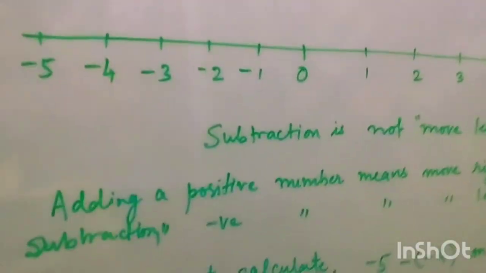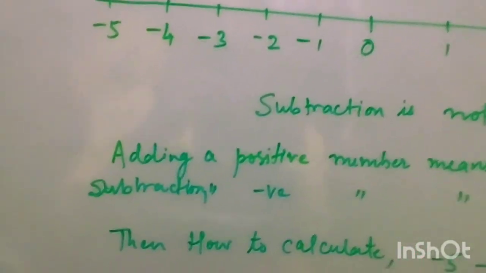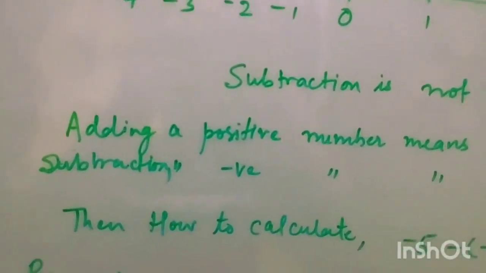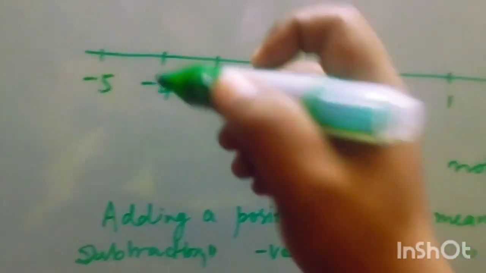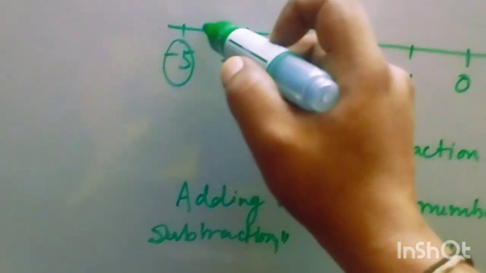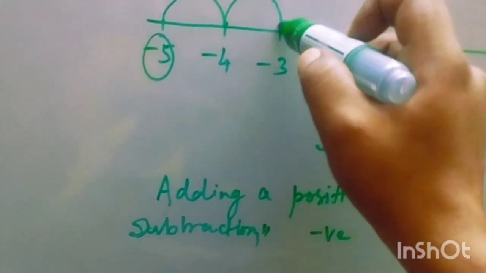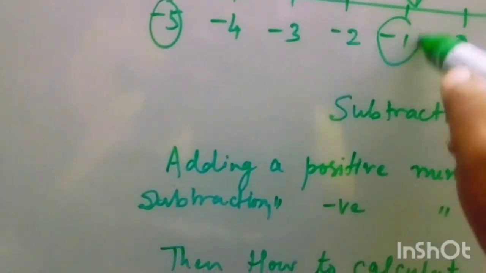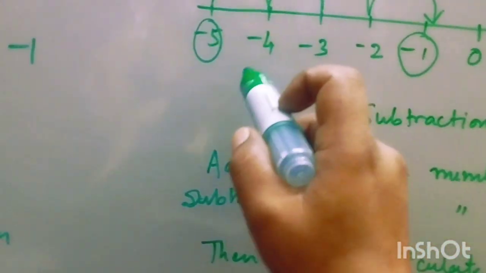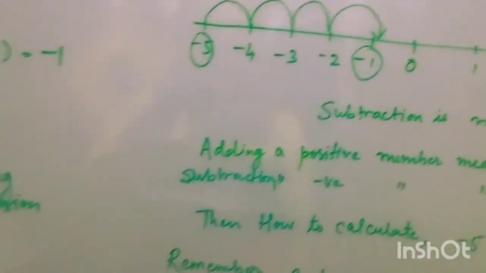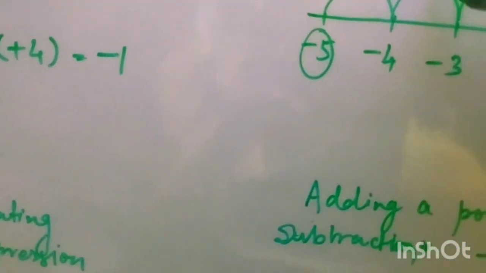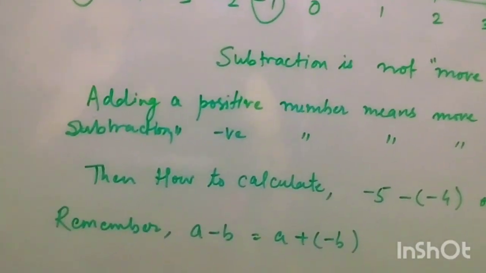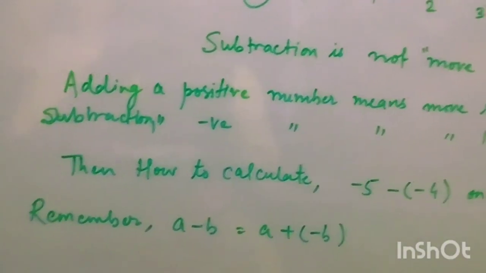So how would you represent it on the number line? There is a rule which says that whenever you are doing a negative of a negative number, you just have to move to the right side. Starting from minus 5, we go to minus 4, minus 3, minus 2, and then minus 1. So in that case, your answer would be minus 1. This is the expression, and this is how you would represent it on the number line, moving in a right direction, when subtracting a negative number on the number line.